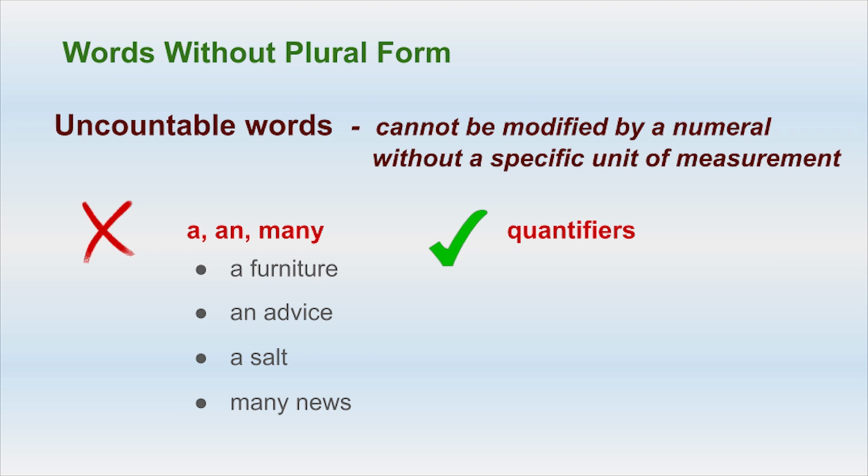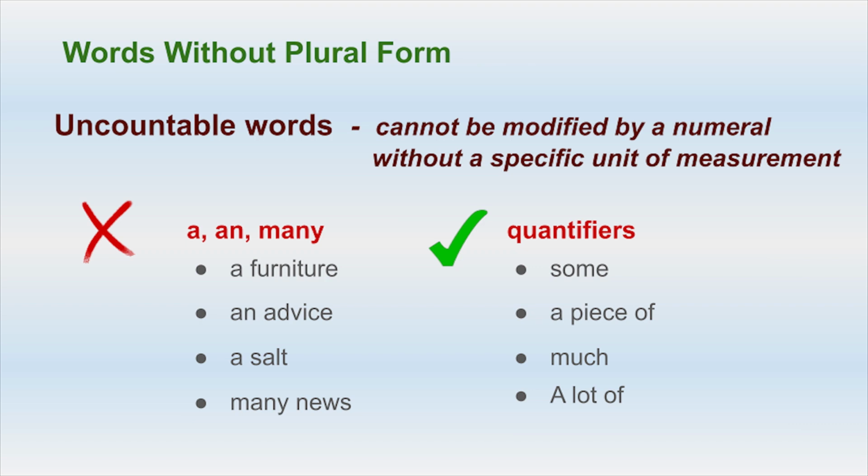These quantifiers may be words such as some. We may say some salt, or a piece of. We may say a piece of furniture, or words such as much. We may say much water, or a lot of, like a lot of news.